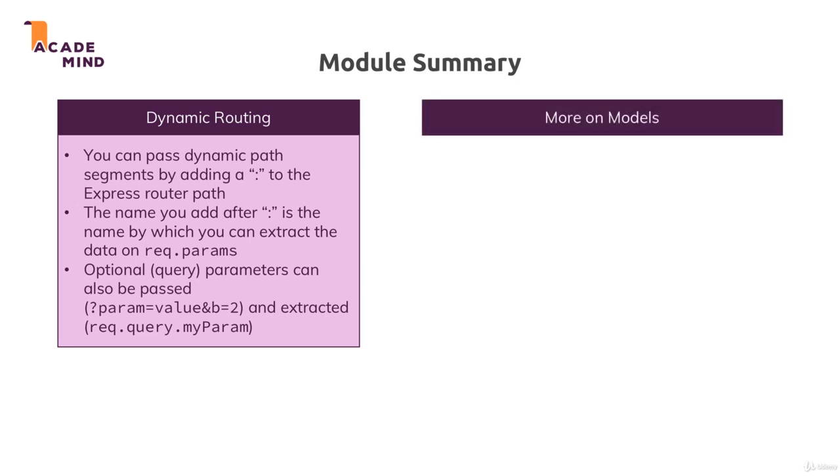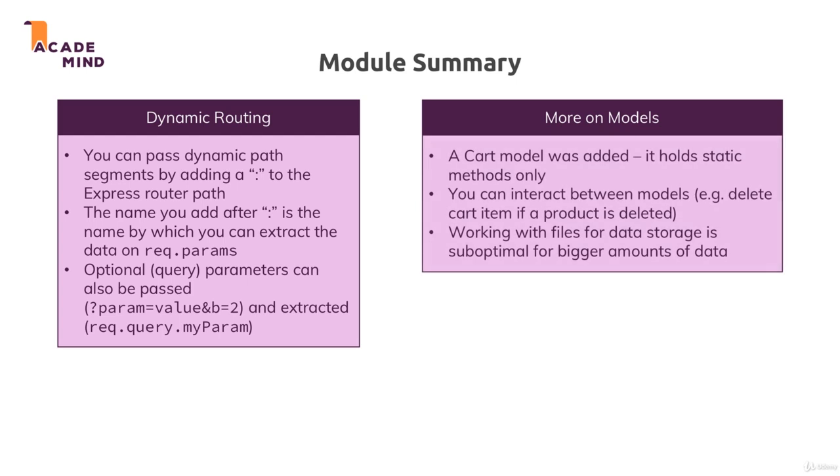We also continued working on models. And we added a cart model, which only holds static methods because we don't really create a cart that often. Instead, we just want to work with the data storage behind it. You also saw that you can interact between models, for example, delete a cart item if a product is deleted.